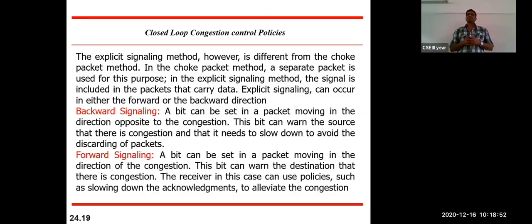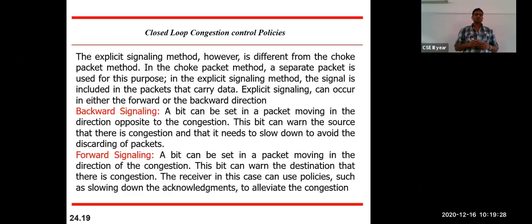Then comes implicit signaling. No communication happens in implicit signaling. The source will somehow come to a conclusion that there is a congestion in the network and applies strategies. How will it come to a conclusion that there is a congestion? By looking at the acknowledgement. For example, if the acknowledgement doesn't come back for a while, or if it gets delayed, then the source assumes that there is a delay or that there is a congestion. Then comes explicit signaling. In explicit signaling, the congested node has to send a signal either to the source or to the destination.